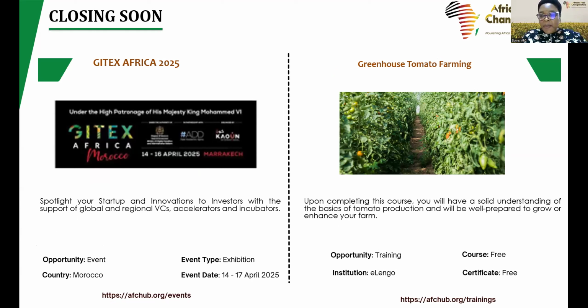We have a training on greenhouse tomato farming, and it's free. The certificate is free. For more information on this, go to afchub.org/trainings to learn more about this opportunity. So you see, these are opportunities we provide for our members. They are out there, you may not know them. So we go out there, source for them, and bring them to the hub for people to take advantage of. Join the African Food Changemakers community today and take advantage of these opportunities.